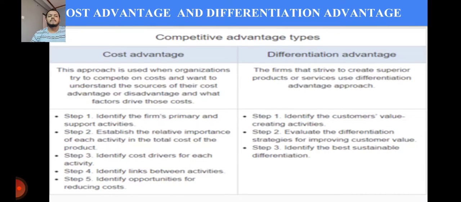Differentiation advantage. Firms that strive to create a superior product or service use the differentiation advantage approach. Step 1. Identify the customer's value creating activities. Step 2. Evaluate the differentiation strategy for improving the customer values. Step 3. Identify the best sustainable differentiation.